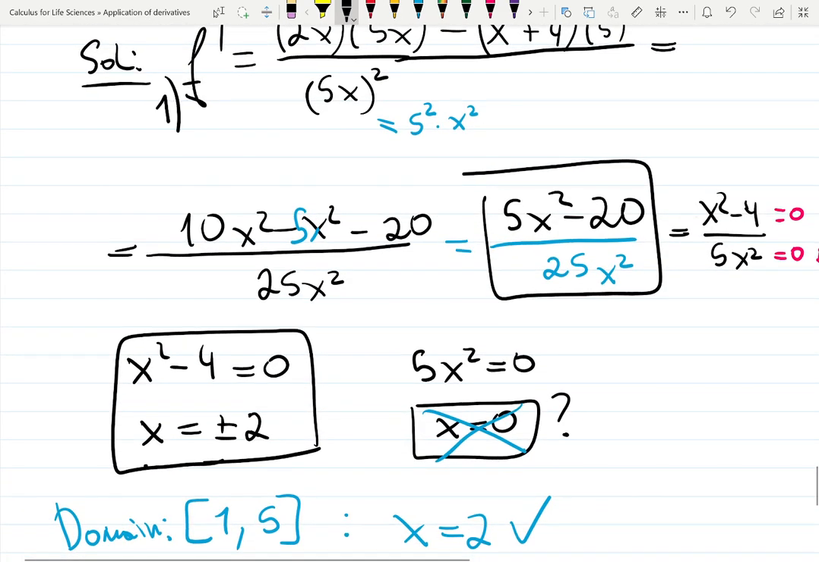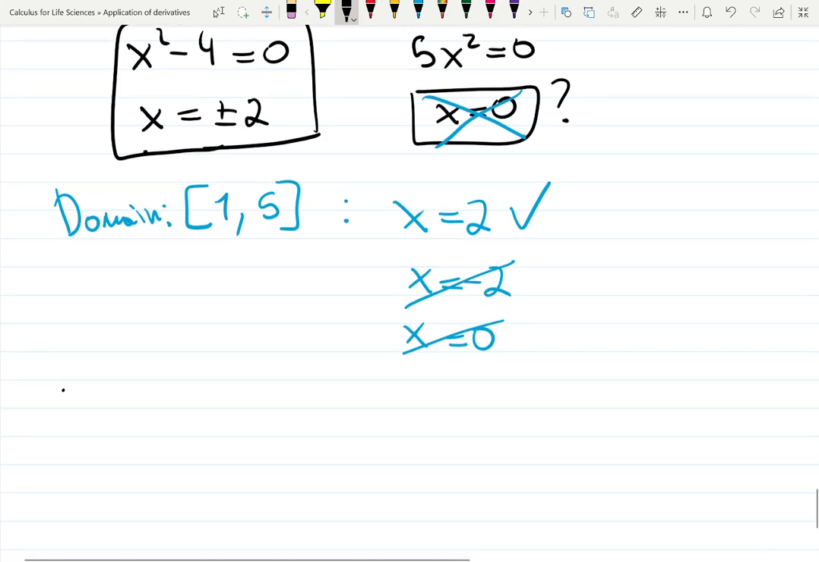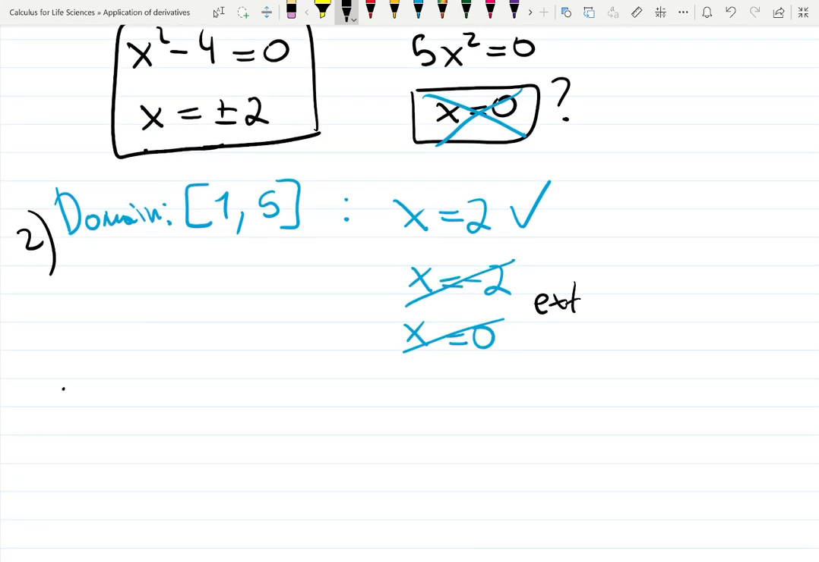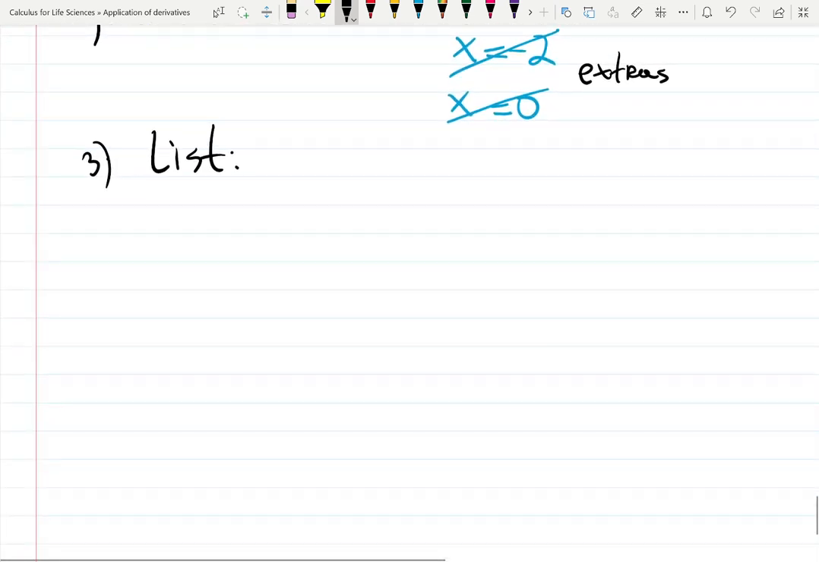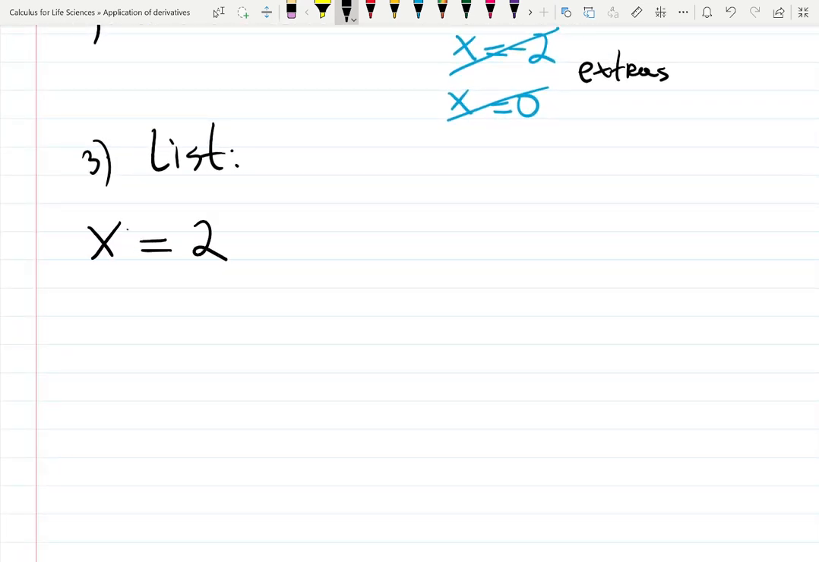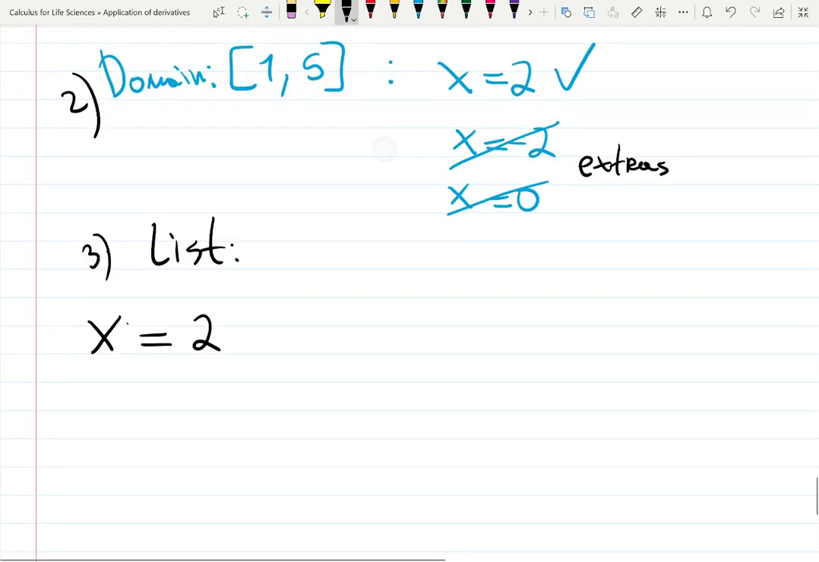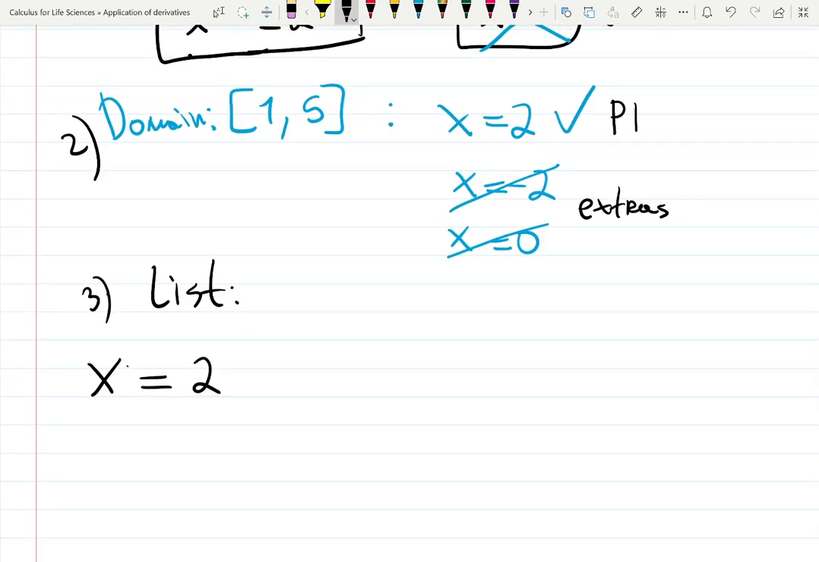Let's do step 1. Step 2, kick out extras. That's what we call extras. Again, sine and cosine have infinitely many critical points, and you're supposed to kick out all the extras. Step 3, make a list. A list will include your critical points, only one in this case. This is a critical point.